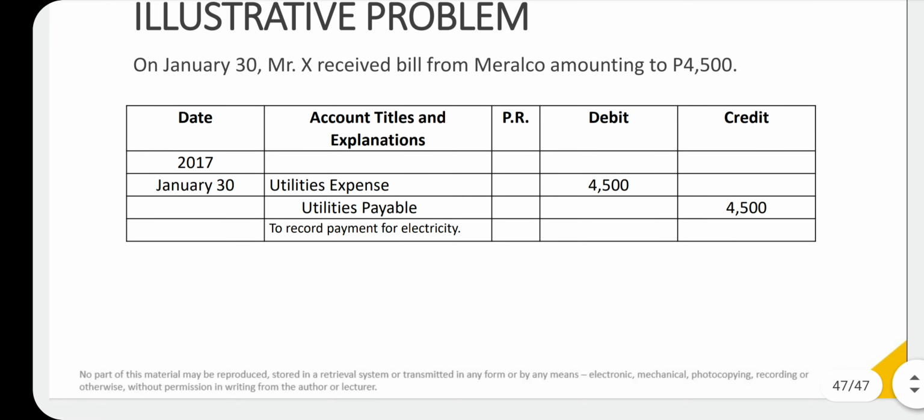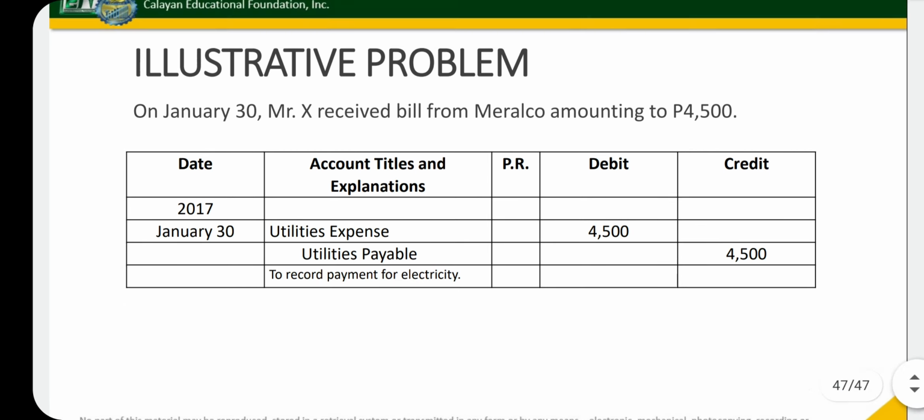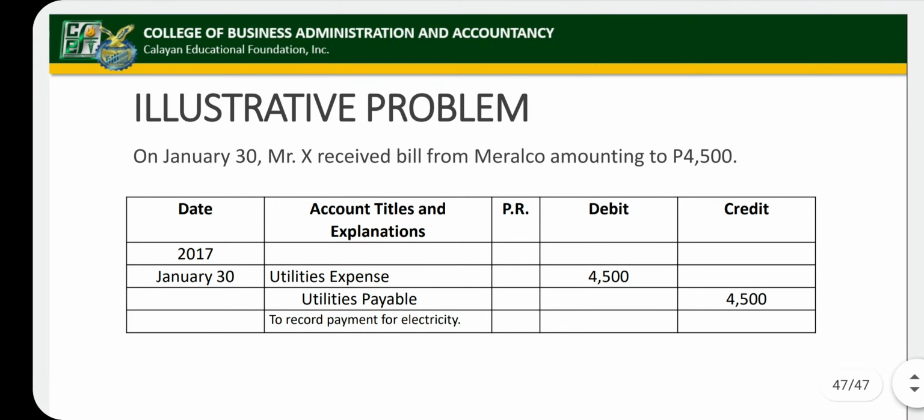Okay. So, class, in case that there are some parts of the discussion which are difficult to understand, or up to now, hindi nyo pa din naintindihan, hindi pa rin clear, feel free to raise questions during our synchro classes para masagot ko kayo ng ayos.